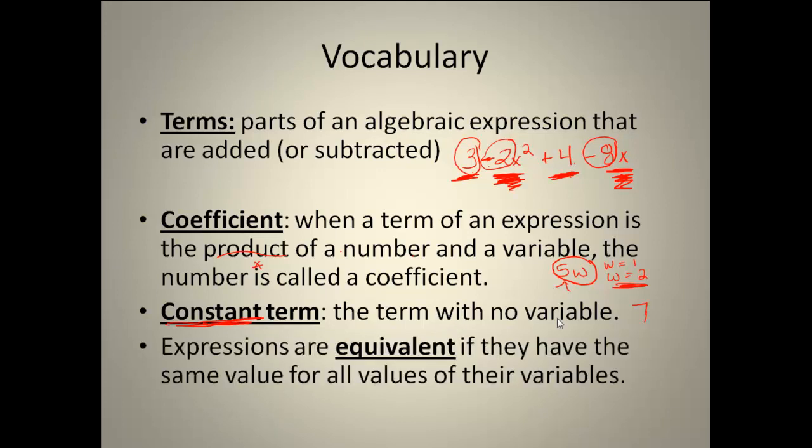Alright, our last vocabulary word is equivalent, and that basically means equal. Our definition says that expressions are equivalent if they have the same value for all values of their variables. What that might look like could be something as simple as 3x plus 2x equals 5x. Expressions, so we're talking about more than one expression. Here's our first expression, 3x plus 2x. Here's our second expression, 5x. They are equivalent. They're equal to each other if they have the same value for all values of the variable. So it doesn't matter what value I put in for my x, I'm going to have equal values.